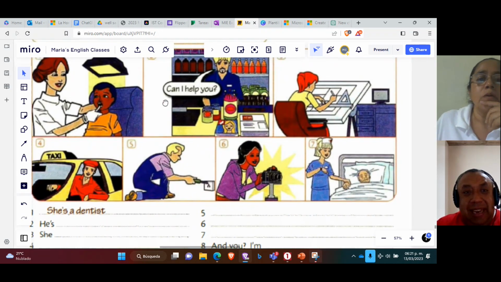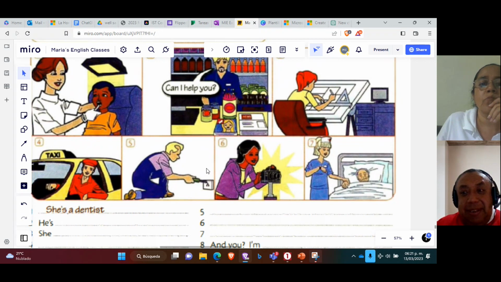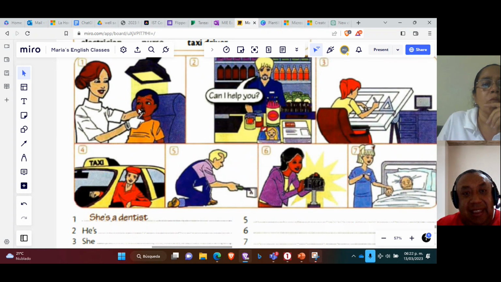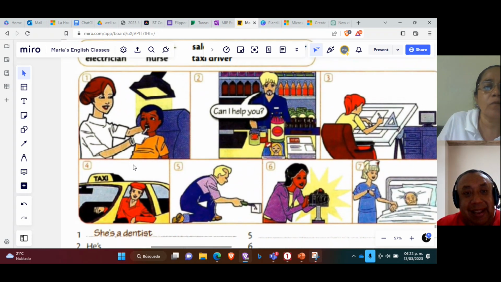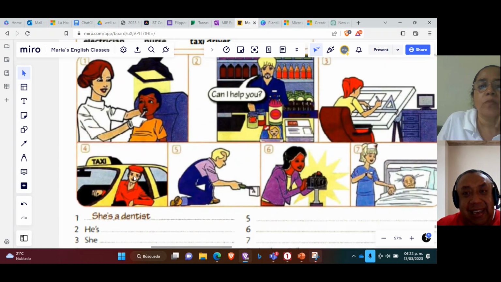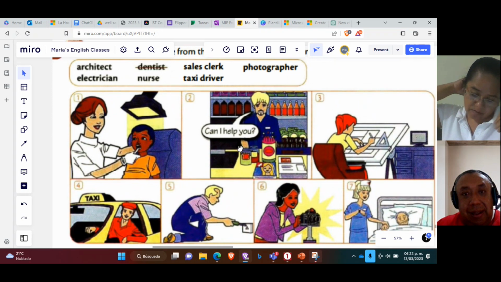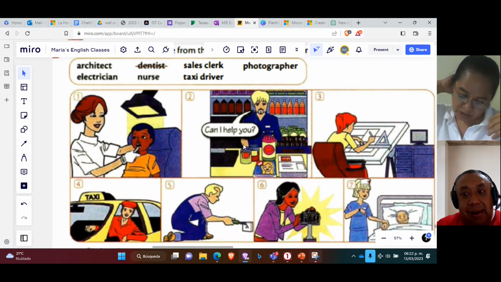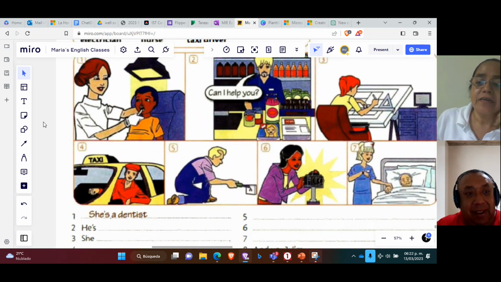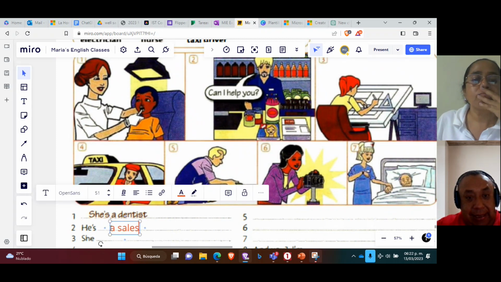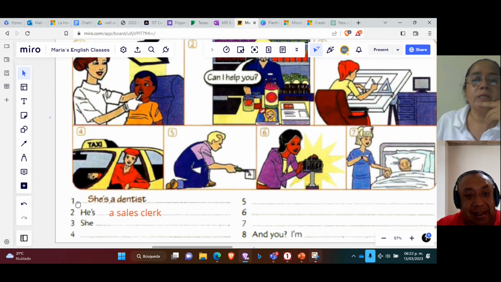Bueno, Mari, veamos las imágenes. De acuerdo a las imágenes, vamos a escribir los enunciados. Por ejemplo, dice primero, she is a dentist, ¿no? She is a dentist, el uno. Una dentista. El dos, Mari, ¿qué sería? He is... She is a tender... No, sales clerk. Perfecto, Mari, sales clerk. He is a sales clerk. Ahí está. Bien, Mari, muy bien.